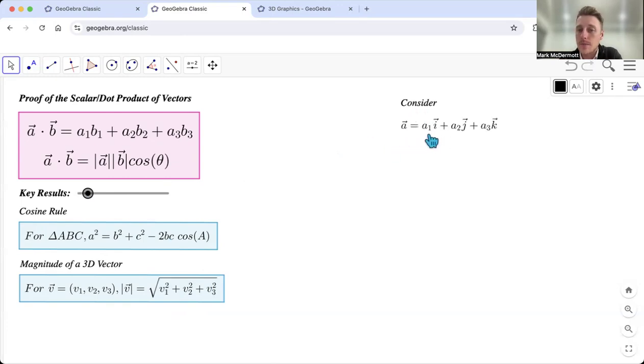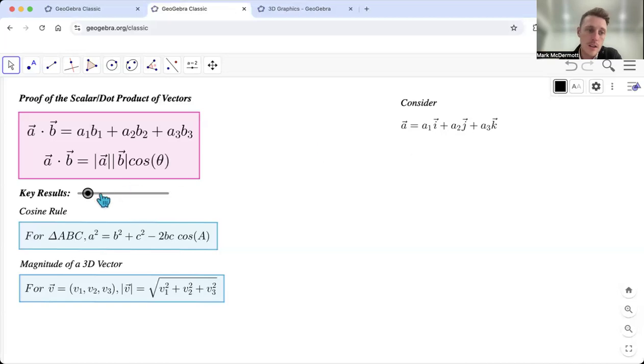We've got this vector A, which is equal to A1 multiplied by I, where I is the unit vector in the x direction, plus A2 multiplied by J, the unit vector in the y direction, plus A3 multiplied by K, where K is the unit vector in the z direction. So we're in 3 dimensions, right?